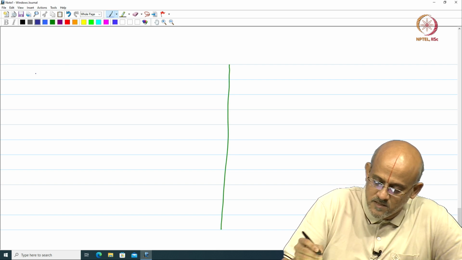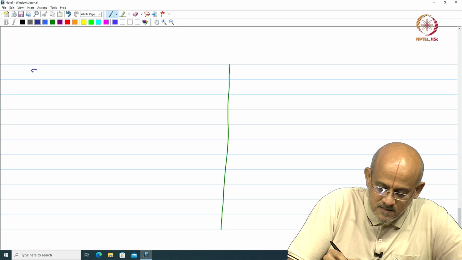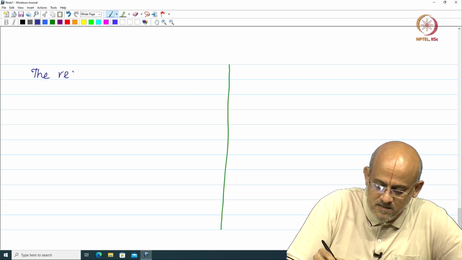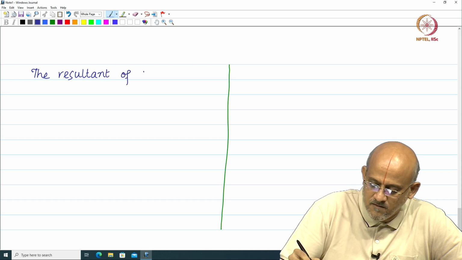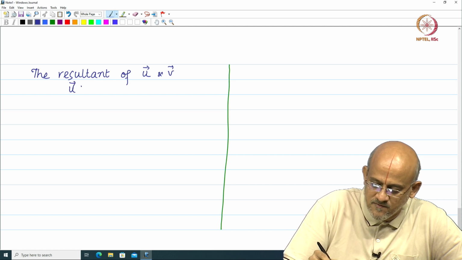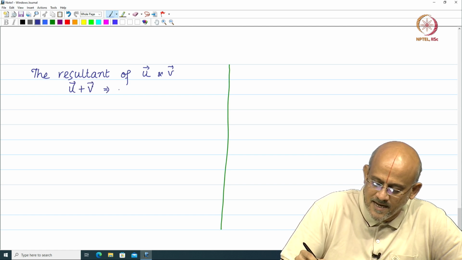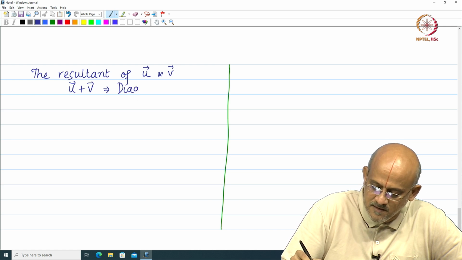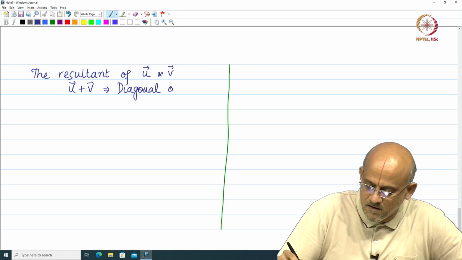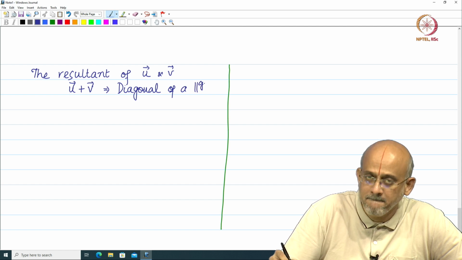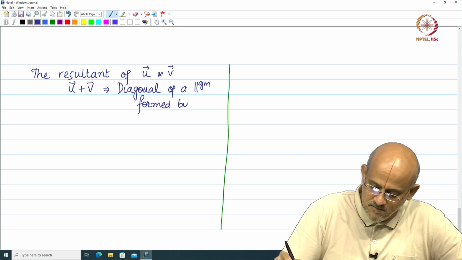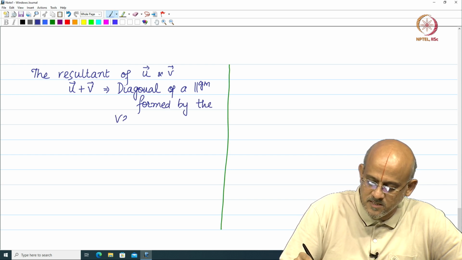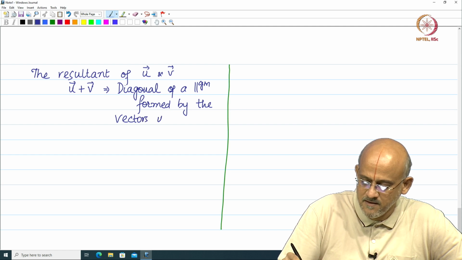So, in fact, in the previous figures we could see that the resultant of two vectors, let us say u and v, which is given by u plus v, is actually the diagonal of a parallelogram formed by the two vectors, the vectors u and v, right.